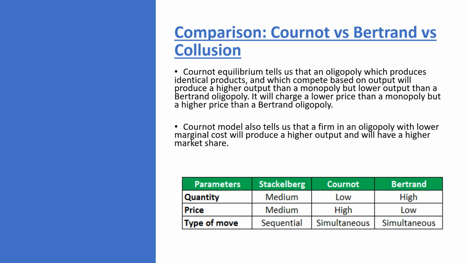This is a competition based on output. And I've just put a table here to remind us of the differences between these three models. So the Stackelberg is a sequential decision-making model where one firm makes a decision after another firm, and there's a first mover advantage for that. In Cournot, the decisions are made simultaneously, and with Bertrand, decisions are made simultaneously as well. But in the Cournot model, decisions are made simultaneously on the basis of outputs, whereas in the Bertrand model, they're made on the basis of price.